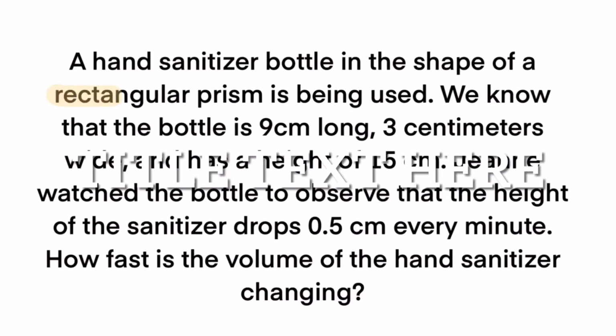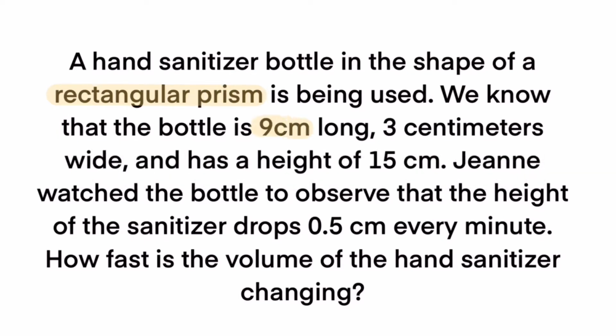Let's start by highlighting the important information. We know the shape is a rectangular prism, and we also know the dimensions, 9 by 3 by 15. We also know that the hand sanitizer drops 0.5 centimeters every minute. We want to know how fast the volume of the hand sanitizer is changing.